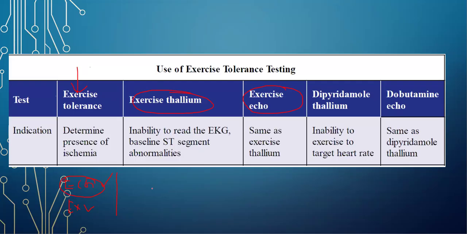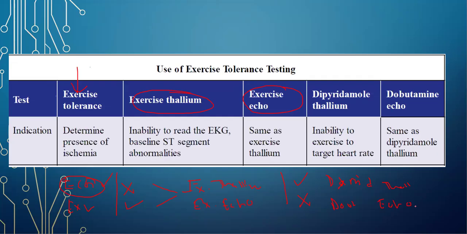Okay. So if a patient has baseline ECG abnormality, but the patient can exercise, then we have got two options. One, exercise thallium or exercise echo. What if the patient cannot exercise but the ECG is normal? Then you will do either a dipyridamole thallium or a dobutamine echo.